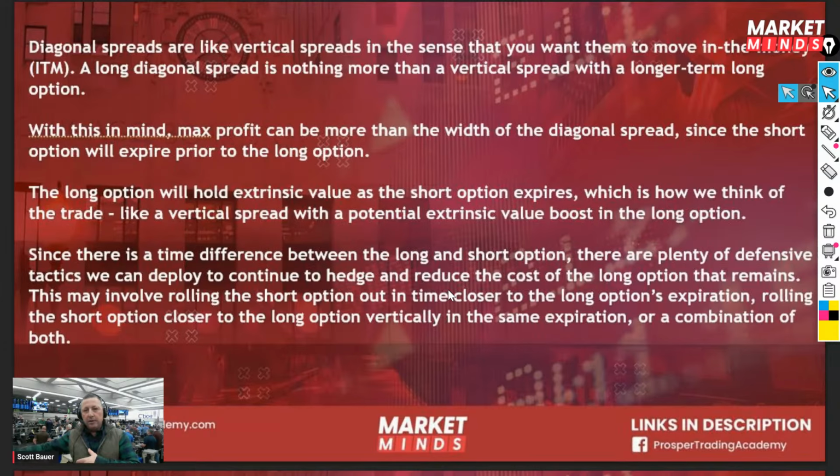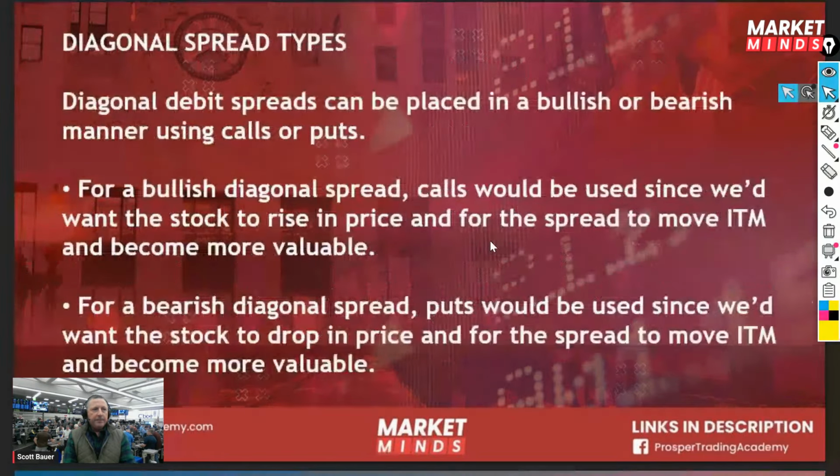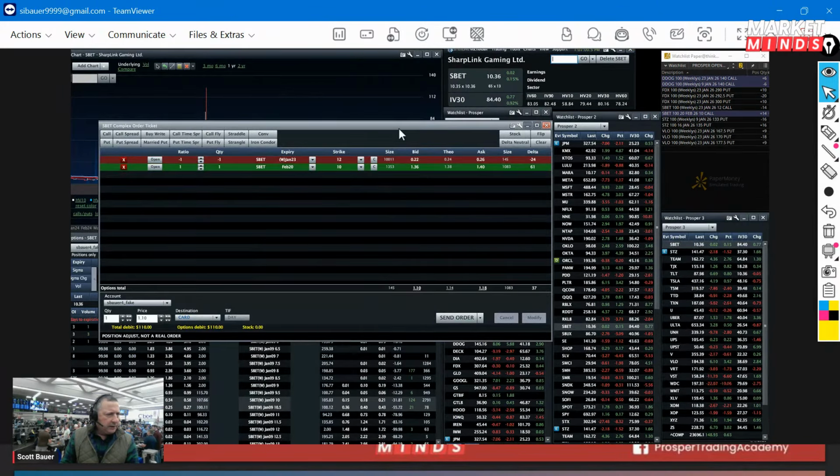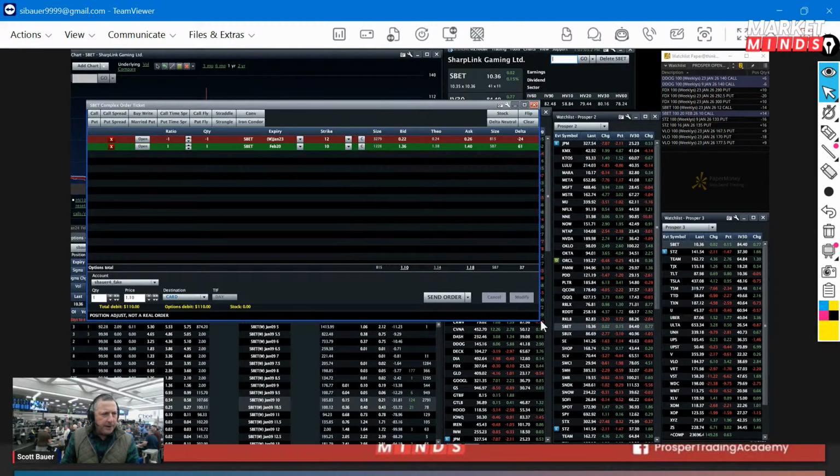You can roll out to a different strike. You can roll out to another expiration, like what we're trying to do in DDOG right now. Okay, now in our SBET, and actually let me go to that right now. Let me show you what we did in our diagonal SBET this morning. And SBET, here you are. Okay, here is our position in SBET.